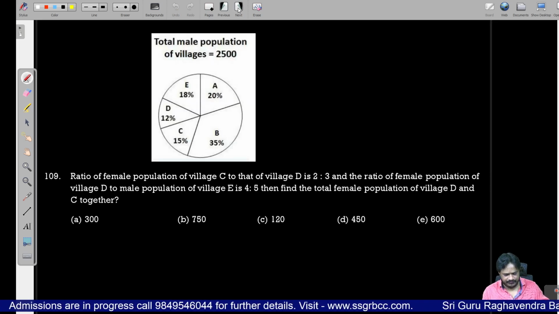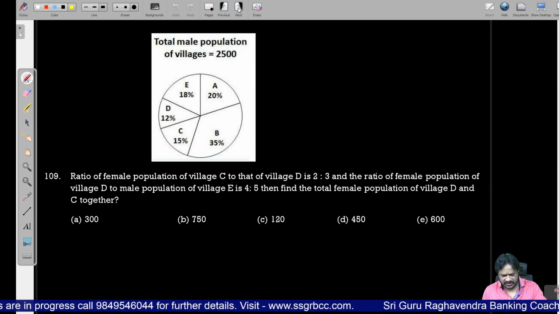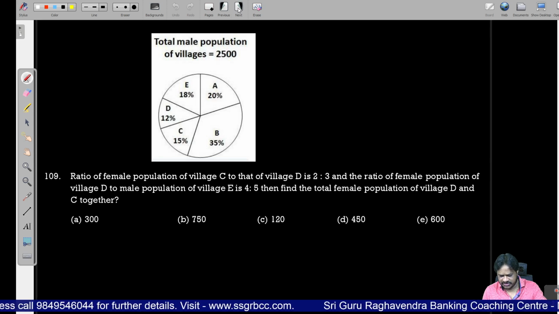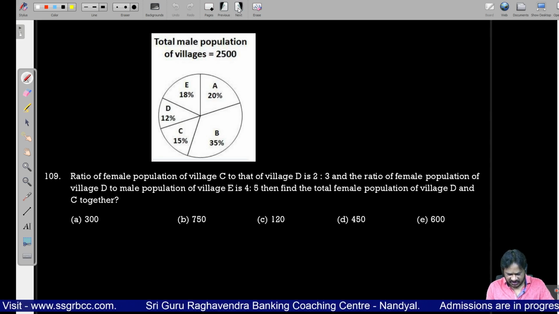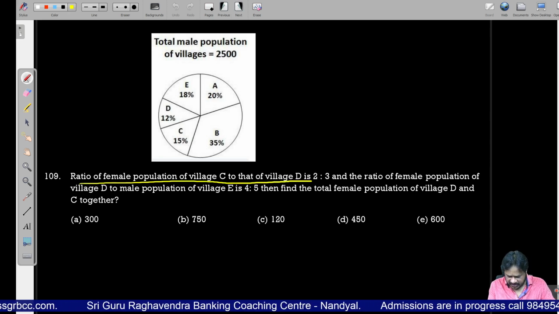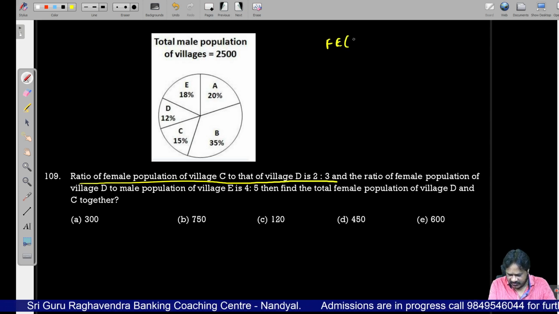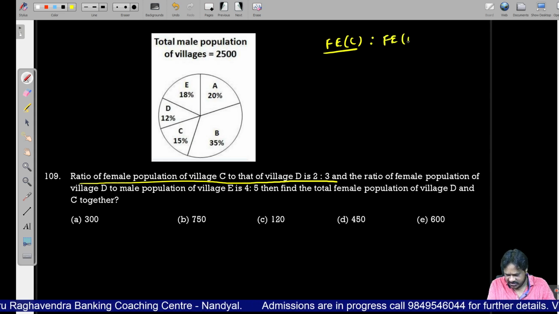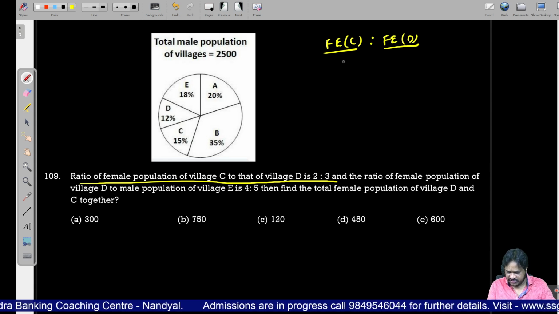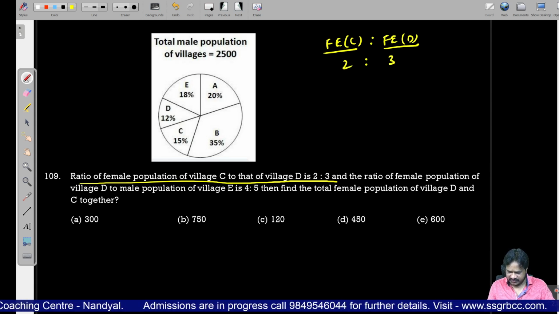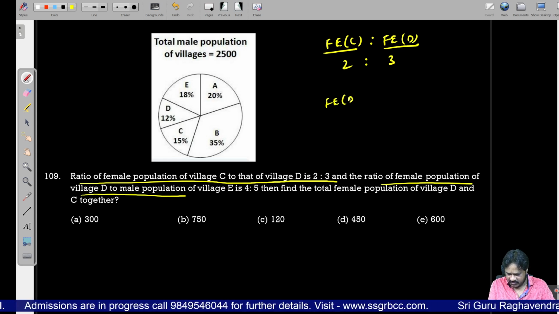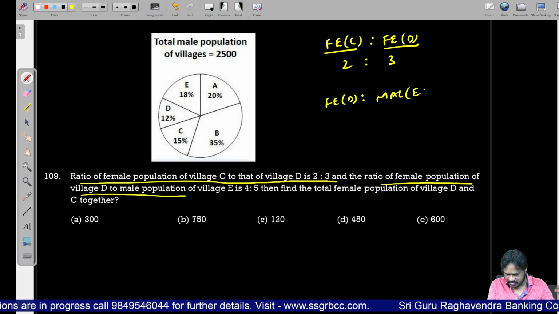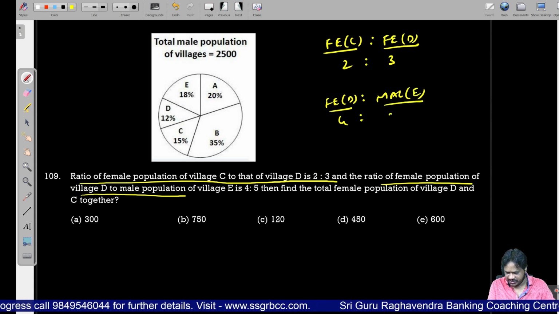Next question. The ratio of the female population of C to D is 2:3 and the ratio of the female population of D to male population of E is 4:5. Then find the total female population of D and C. Here, what is given? The ratio of the female population of C and D is 2:3. Then there is one more ratio, the female population of D to the male population of E, is 4:5.